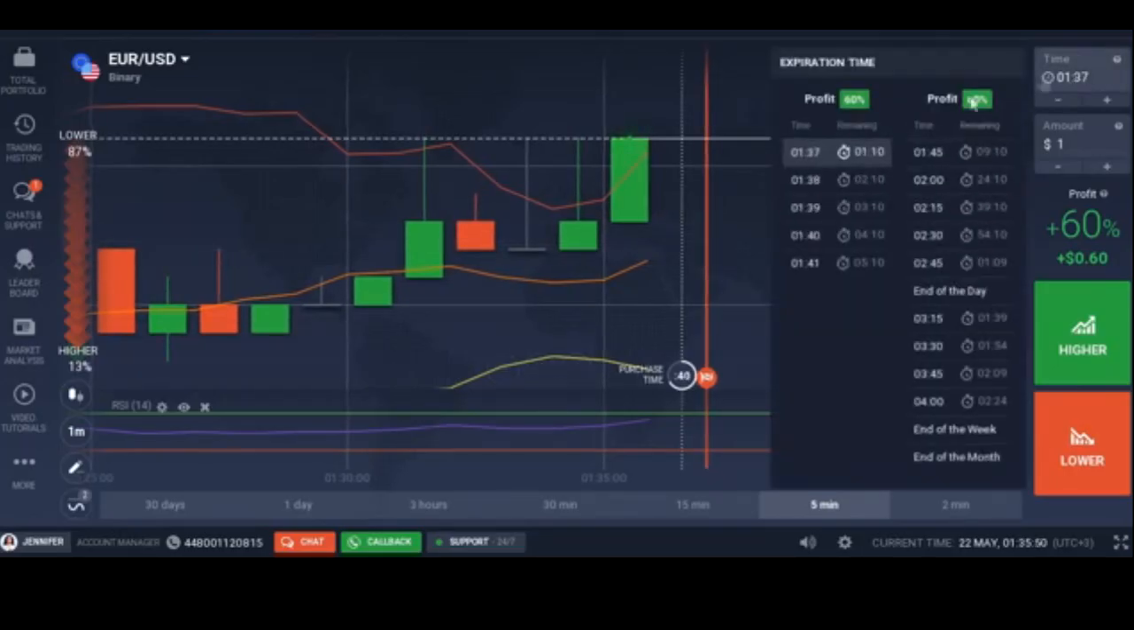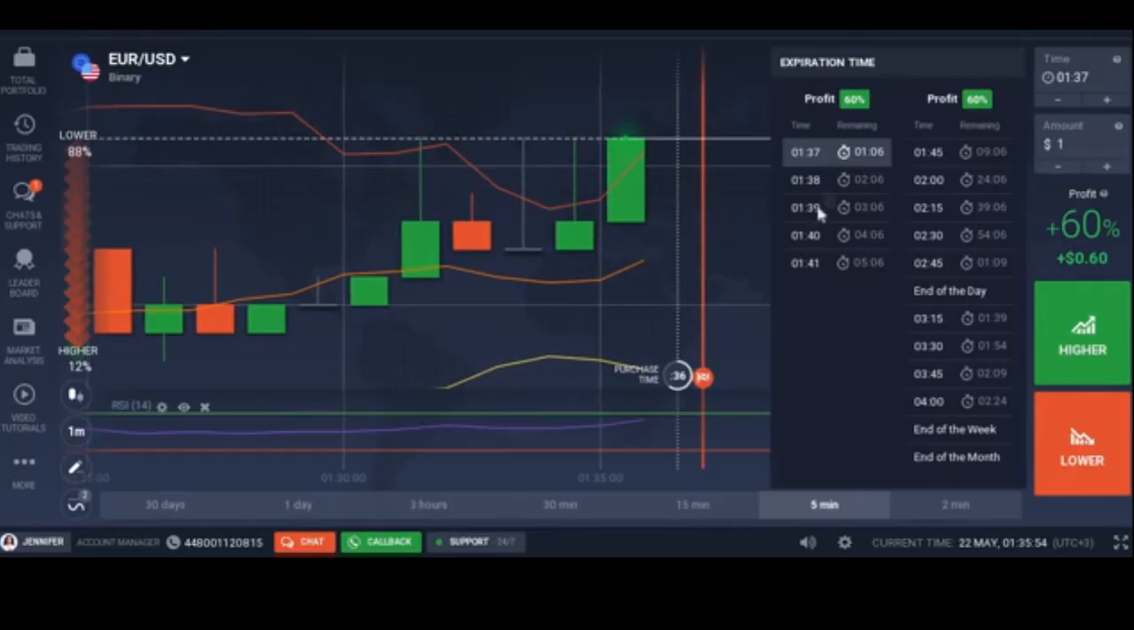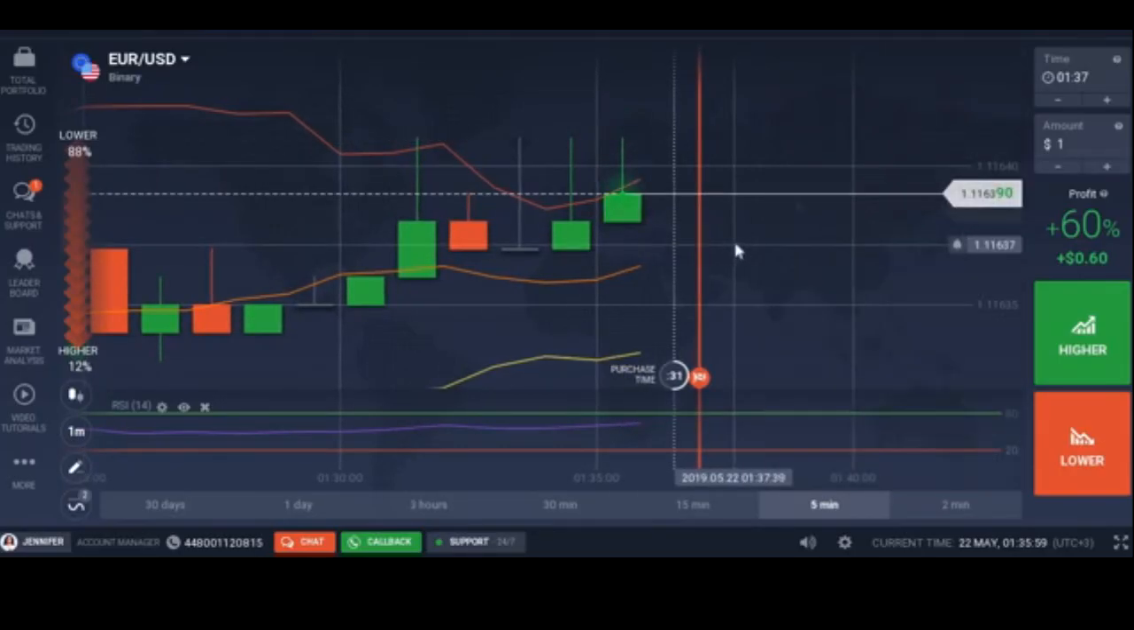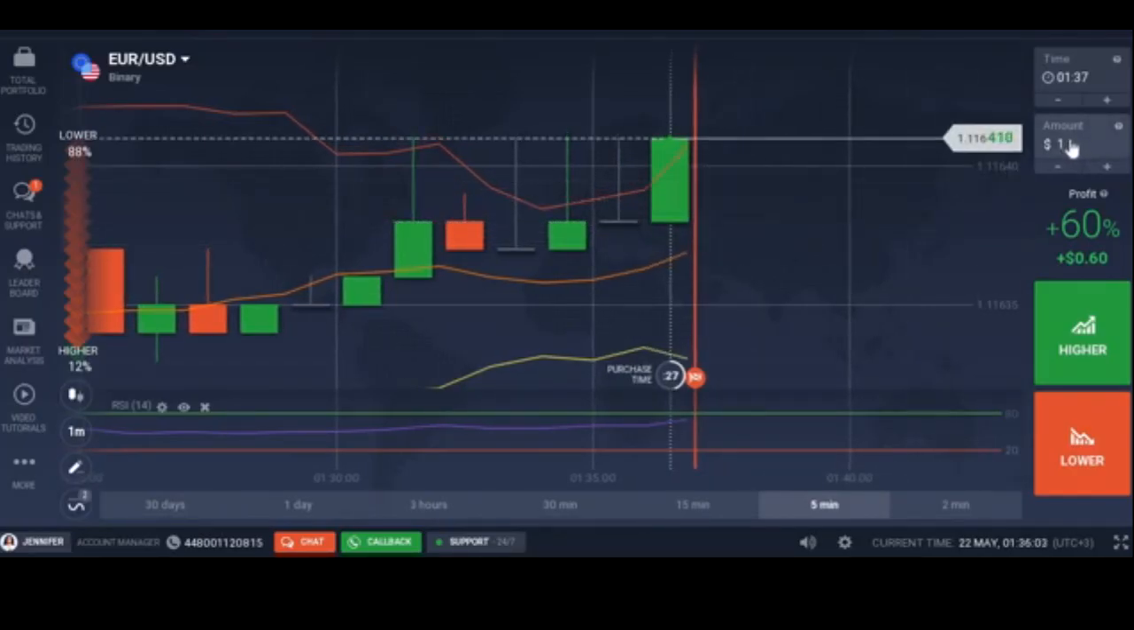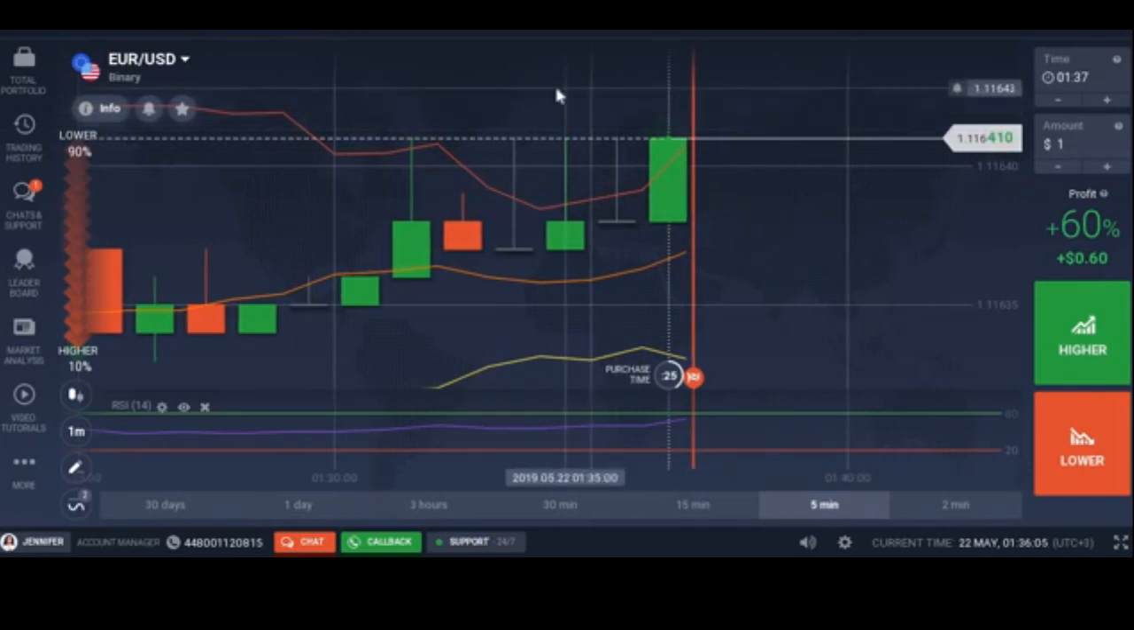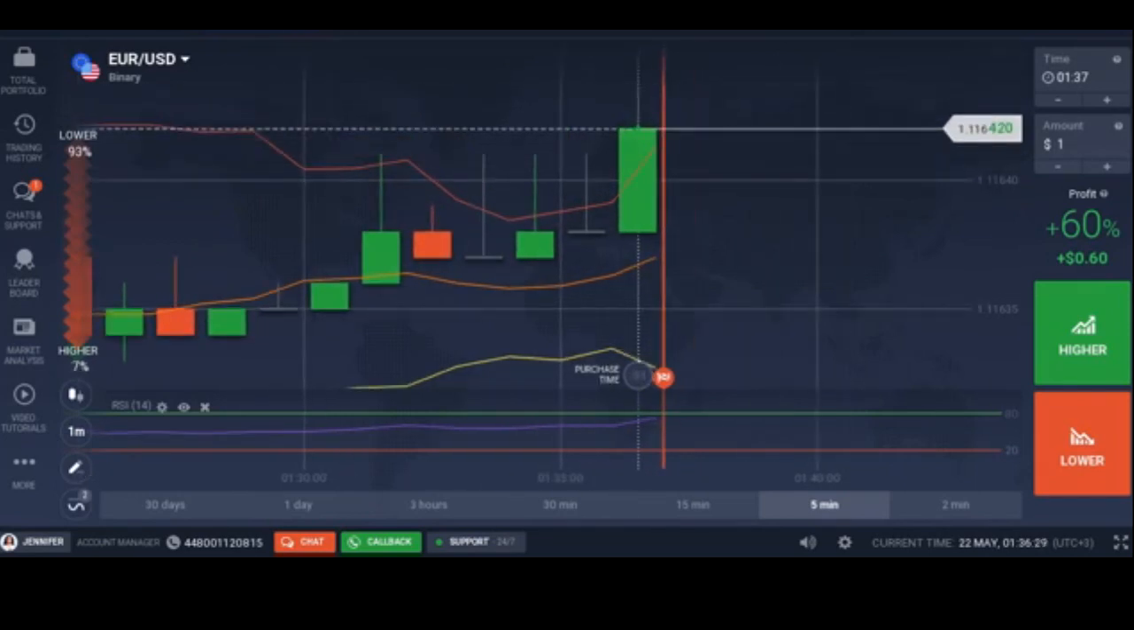You can set time to, because candle time is 1 minute, you set time interval to 1 minute. You can set 5 minutes if you want, but if you select 5 minutes, make sure you have 5-minute candlestick. Here you have per trade amount. As per our principles, it should be 10% of your balance.